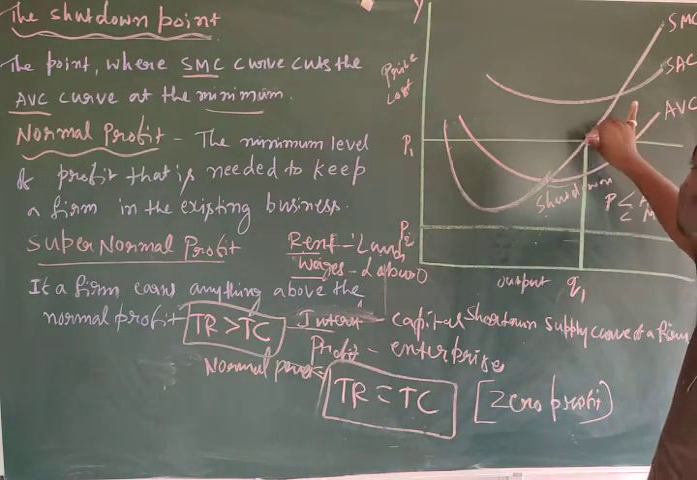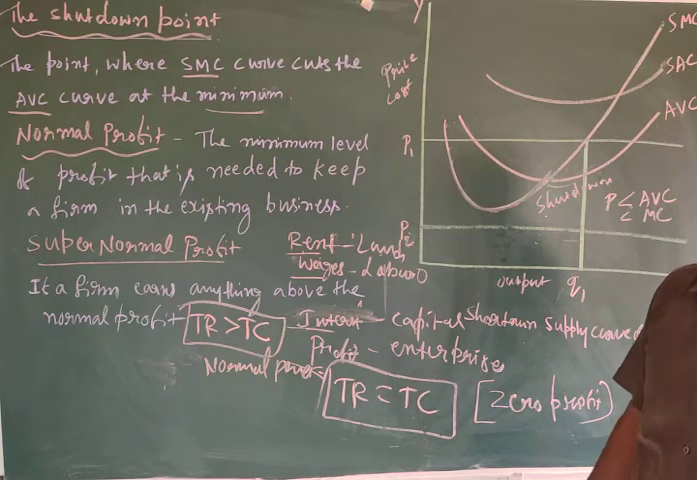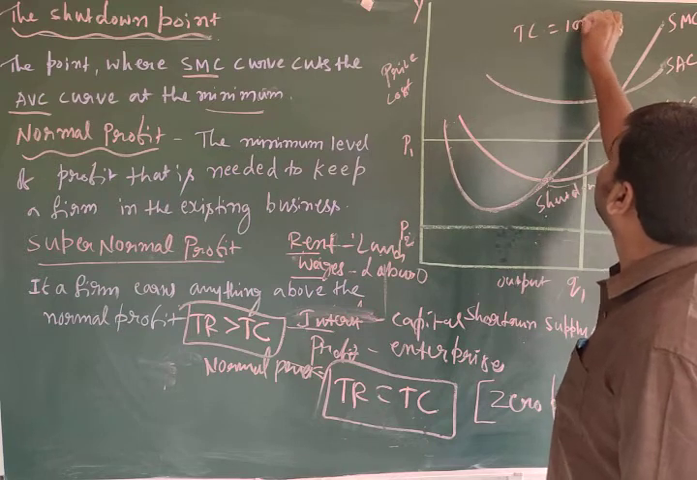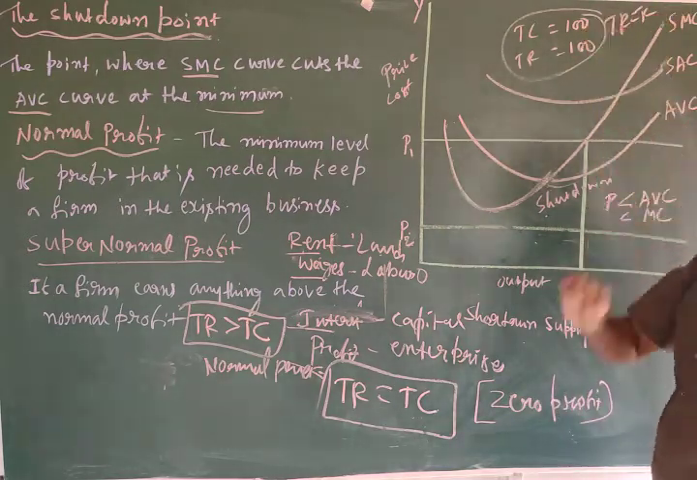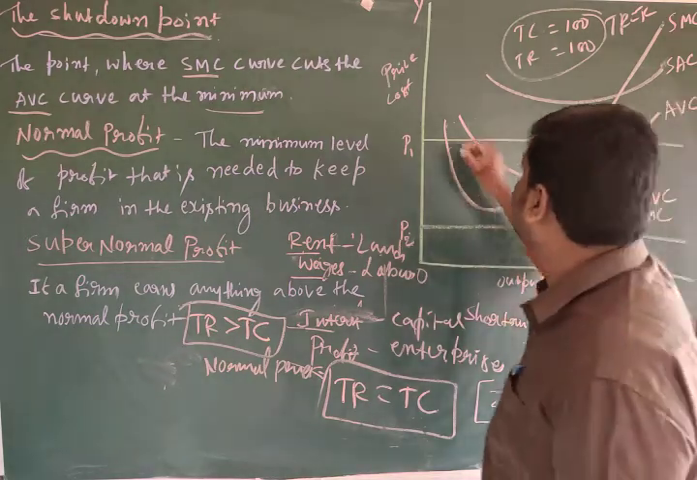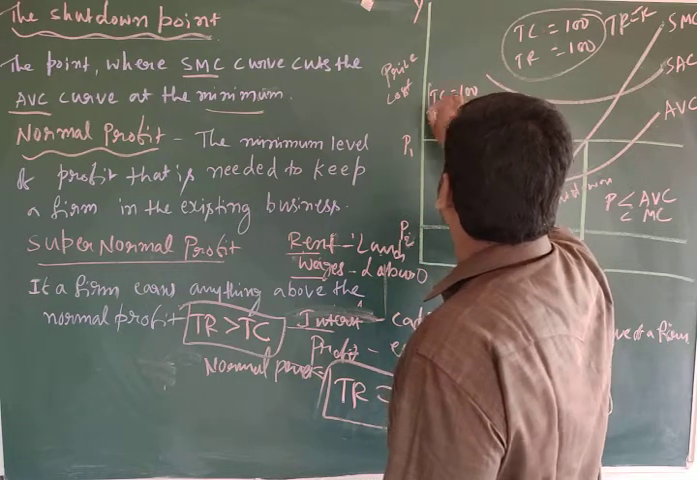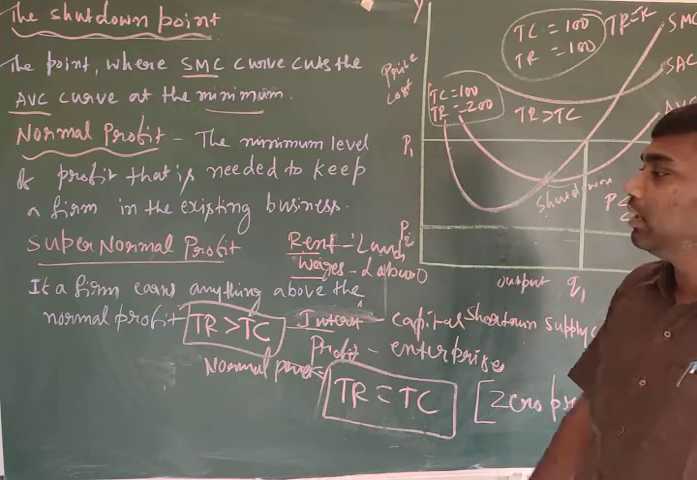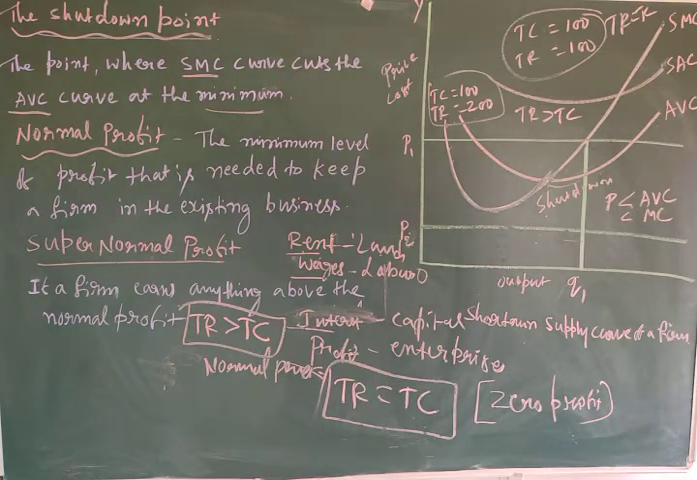Suppose this is called normal profit, right? Above this, what they are earning is called only supernormal profit. For example, total cost is 100, total revenue is 100. This is TR equals TC, that means normal profit. If suppose TC is 100, TR is 200, at that time TR is greater than TC. That is called supernormal profit. If a firm earns anything above the normal profit, that is called only supernormal profit.